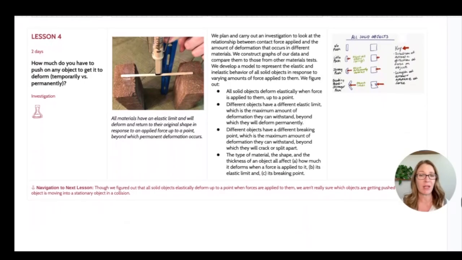And that moves us into lesson 4. We're going to start looking at how much force you have to place on an object to get it to deform or break.